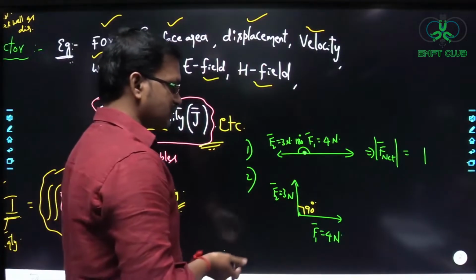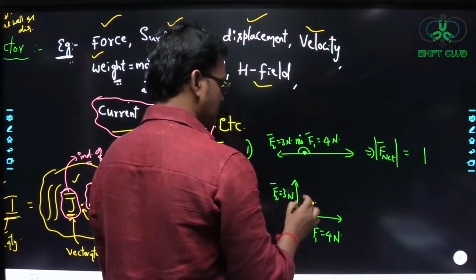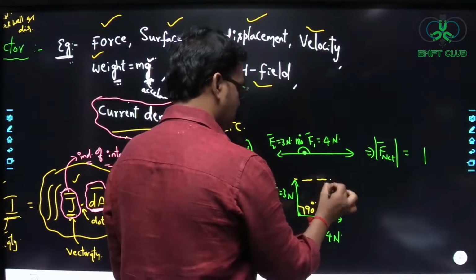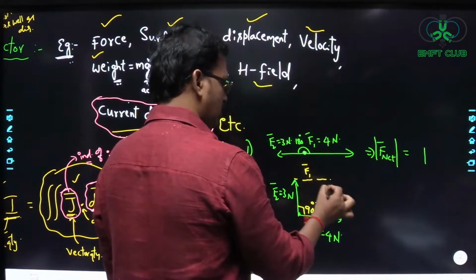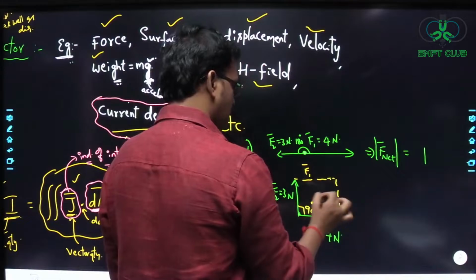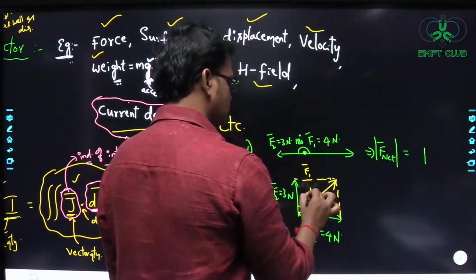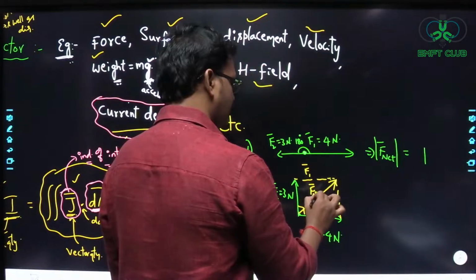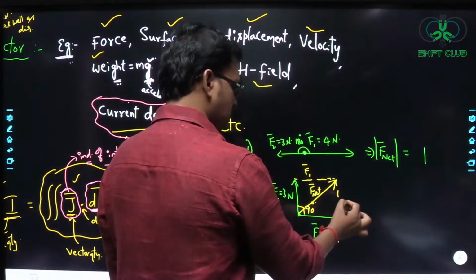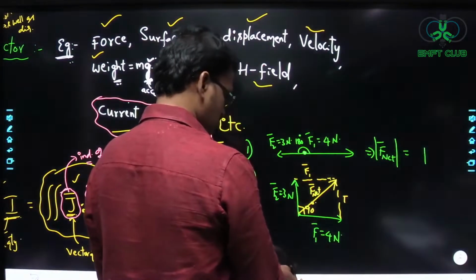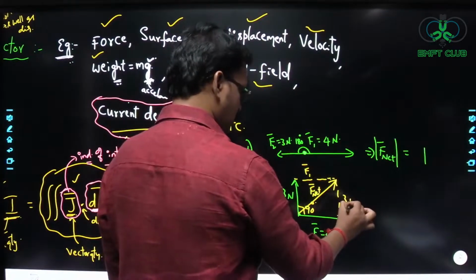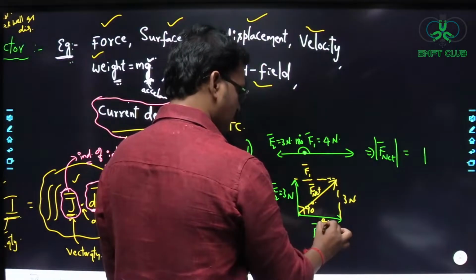So how to calculate the resultant force? The resultant force is nothing but what? Just draw a parallel line to F1 bar and draw a parallel line to F2 bar. So the resultant force is going to point in this direction. So this is nothing but what? F net. Right. So this is nothing but 3 newtons, and this is nothing but 4 newtons.